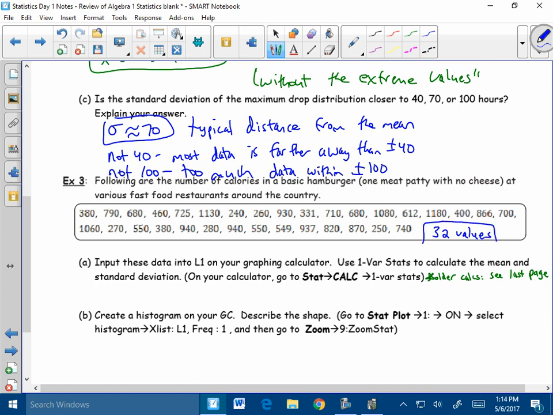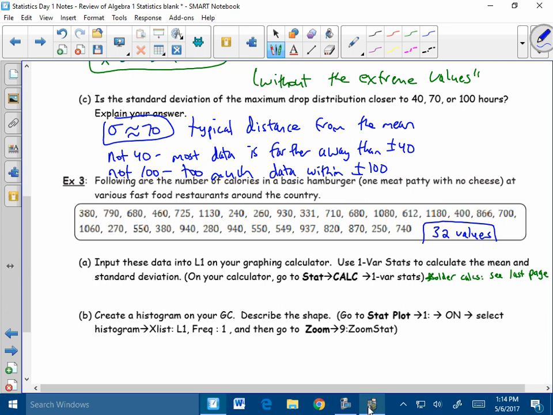As we've seen before, when we have data we want to analyze, we put it into our list. We're used to doing this when we calculate regressions. The inputting of the data is the same, but we're going to do something a little different with it today. It says to input these data into L1 on your graphing calculator, and then use 1-Var Stats to calculate the mean and the standard deviation. I'll show you what all of that looks like.